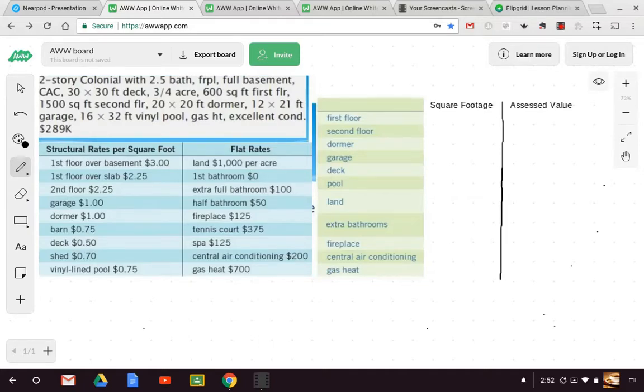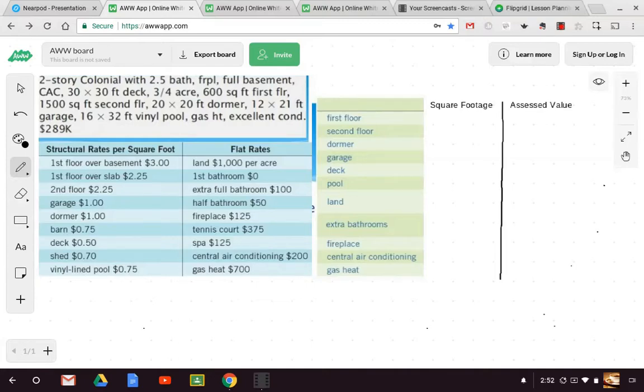So notice that in the chart, they give us 2 sections. They give us a structural rate section, which is based on square foot, and then whatever has a flat rate. So I'm actually going to start off with the things with square footage and figure out that square footage first. So I started off with first floor, second floor, dormer, garage, deck, and pool. Those are all the different things that are going to be based on square footage. And I'm going to calculate those square footages that weren't given to me.